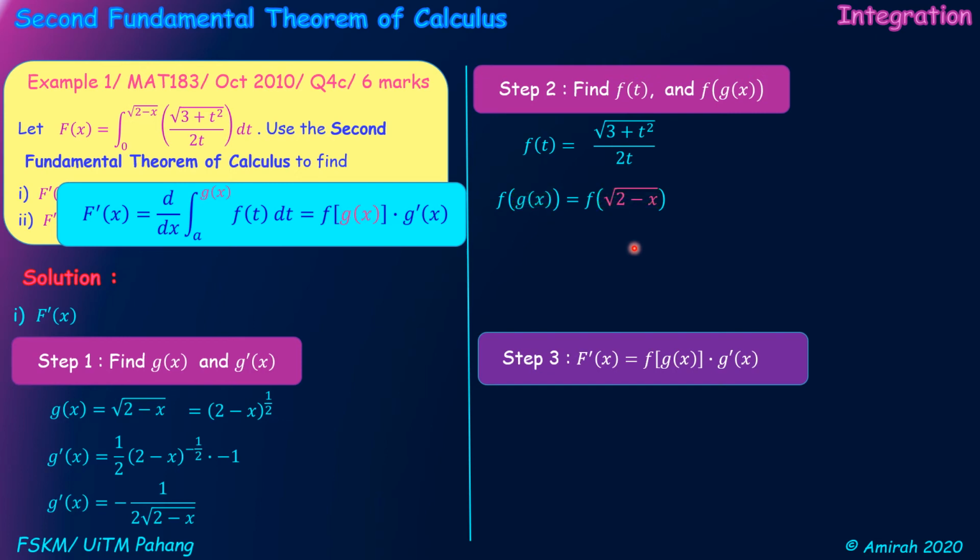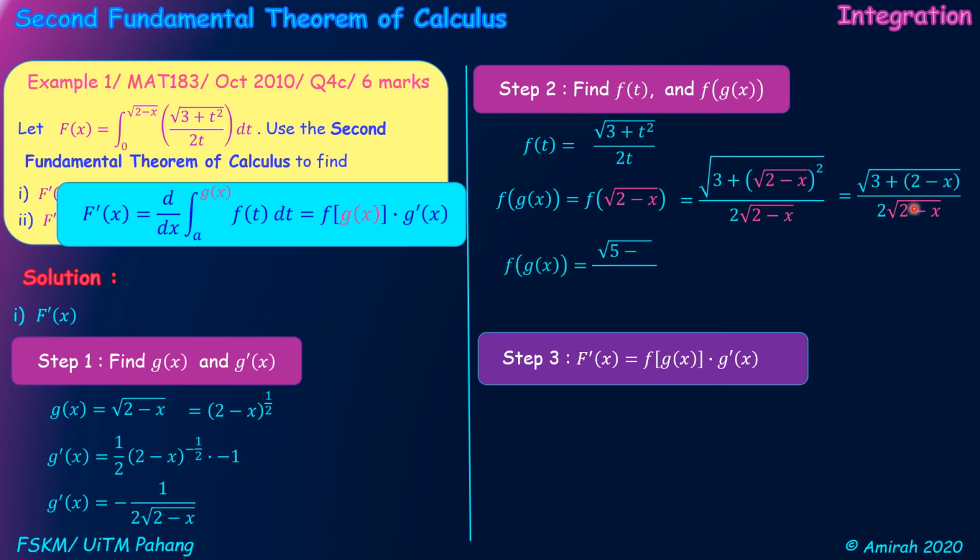And then we compare with f(t) here. If f(t), we get t here. So now we have f of square root of 2 minus x, where all variable t here we replace by square root of 2 minus x. After that we can simplify the square root here and the square here, so no more square root and square. Then we simplify 3 plus 2 equals 5, and then minus 1 inside the square root symbol here, over 2 times square root of 2 minus x.